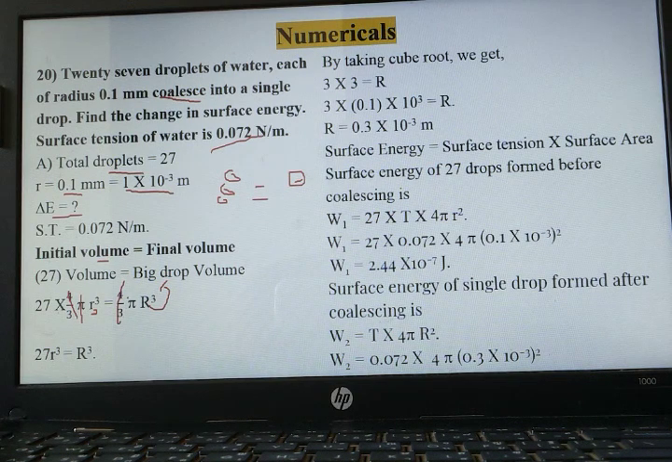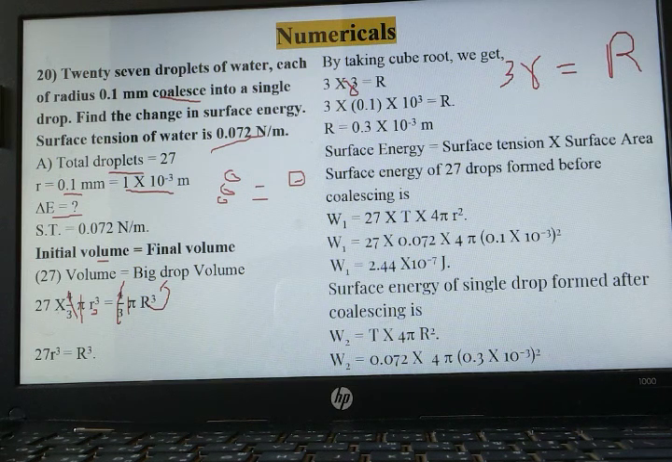4 upon 3 pi is getting cancelled. It is 27 r cube. Small r cube is equal to capital R cube. If we take the cube root from both sides, what will we get? 3r is equal to capital R.